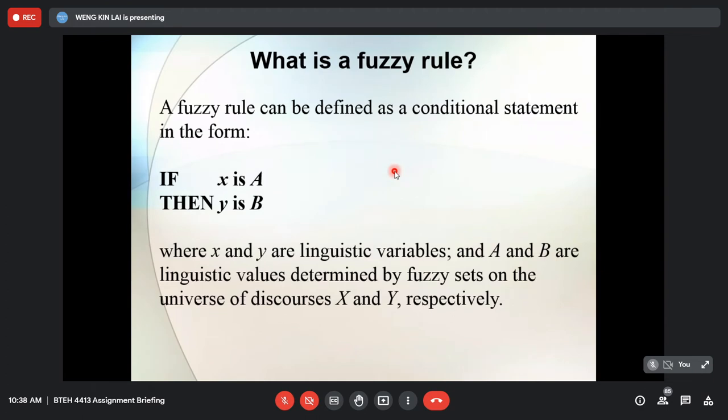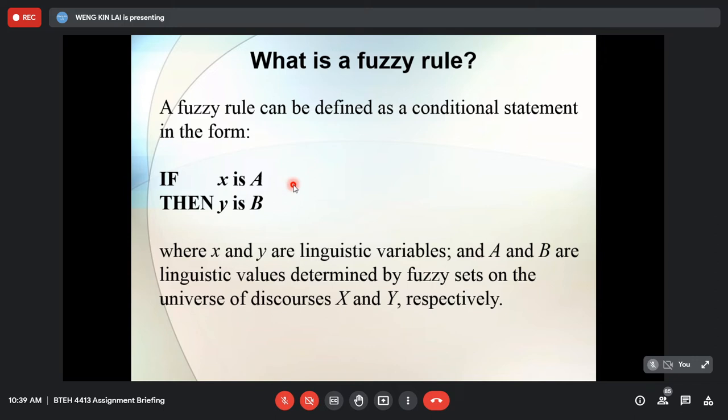Okay, so what's a fuzzy rule? Surprise, surprise, it's the same as before. You can see here it contains the antecedent, which is the if part, and then the consequent, or the then part. So your fuzzy rule can be defined as a conditional statement in the form: if X is A, then Y is B. Again, we're using the same structure to capture human knowledge, and there's no difference from the earlier one we studied before.